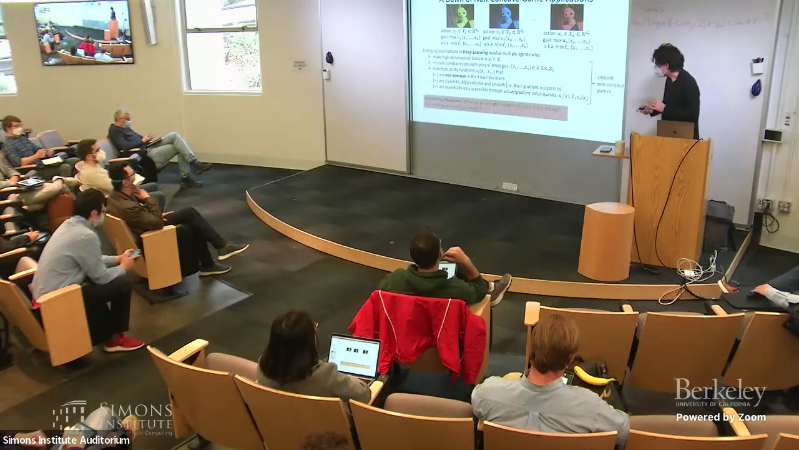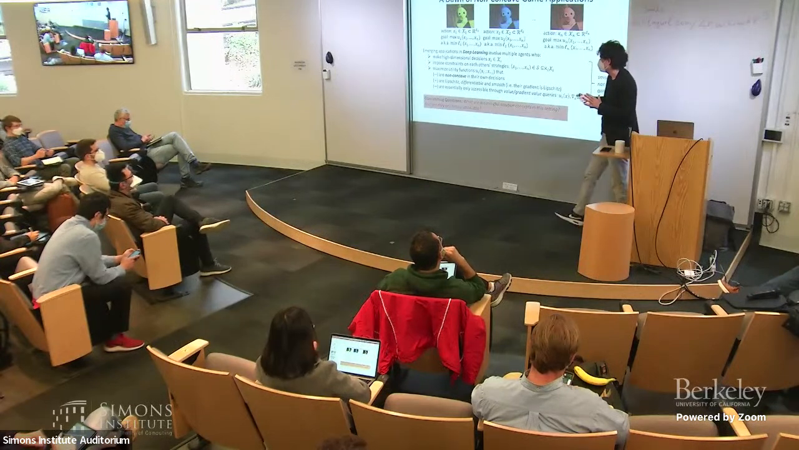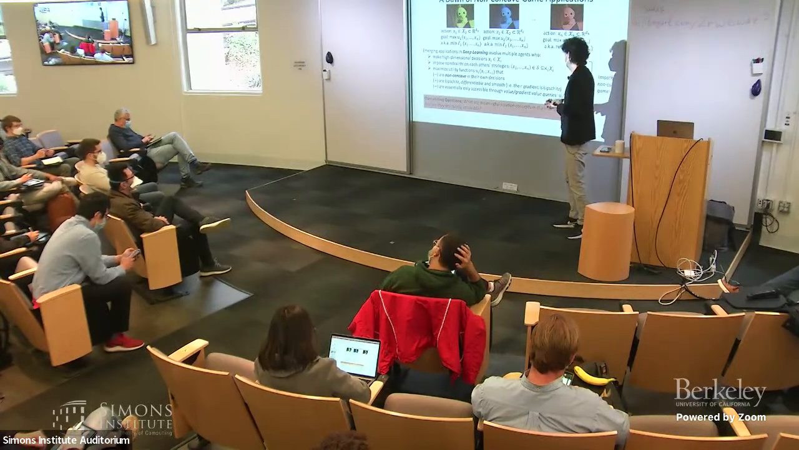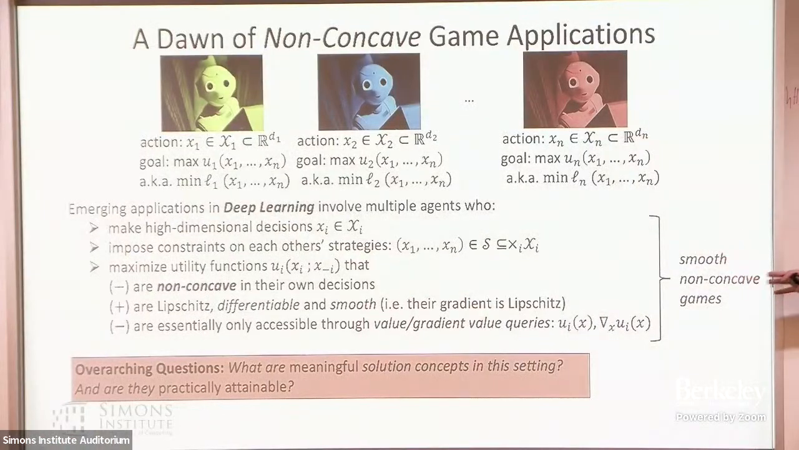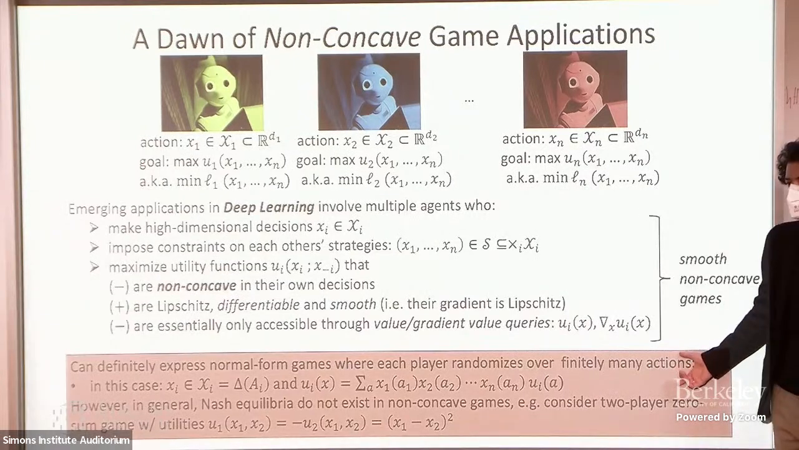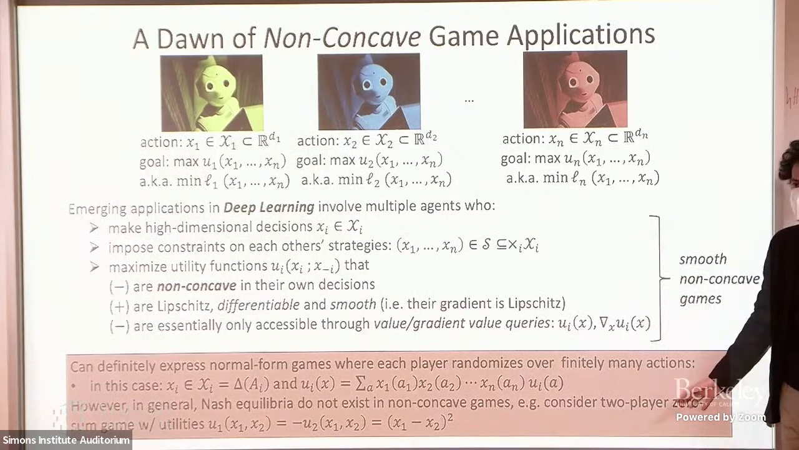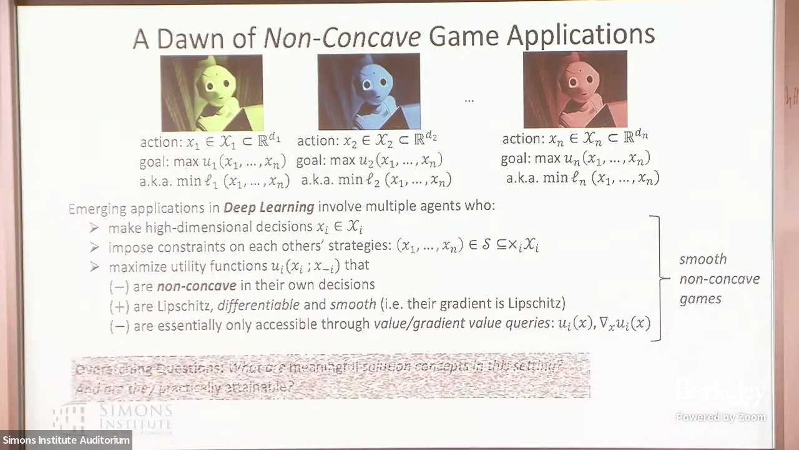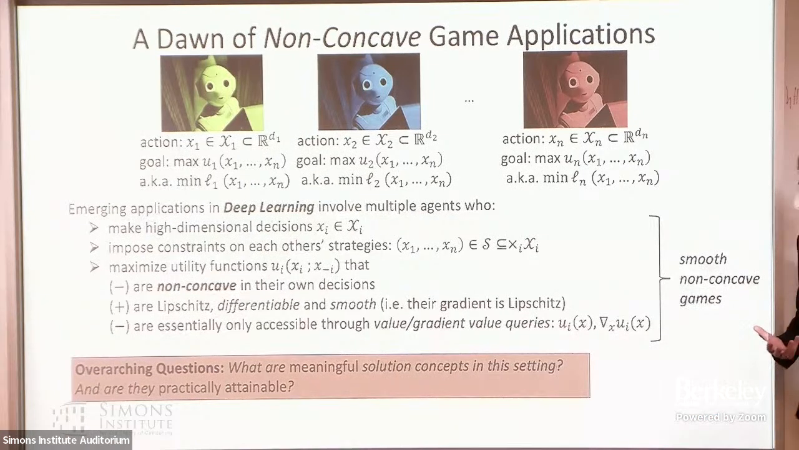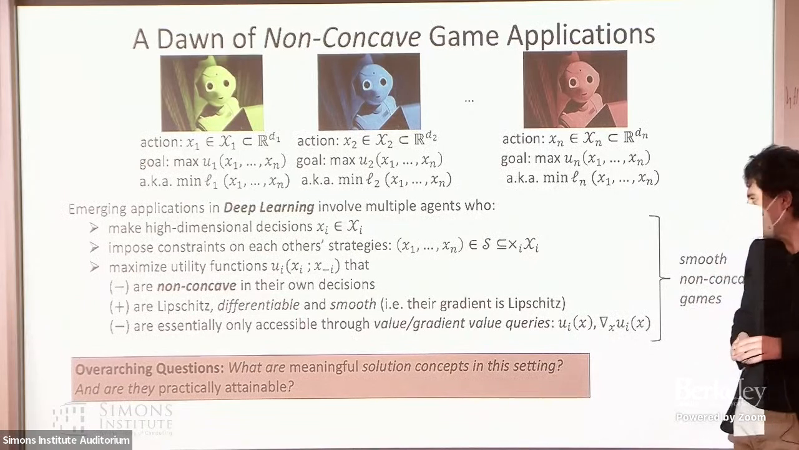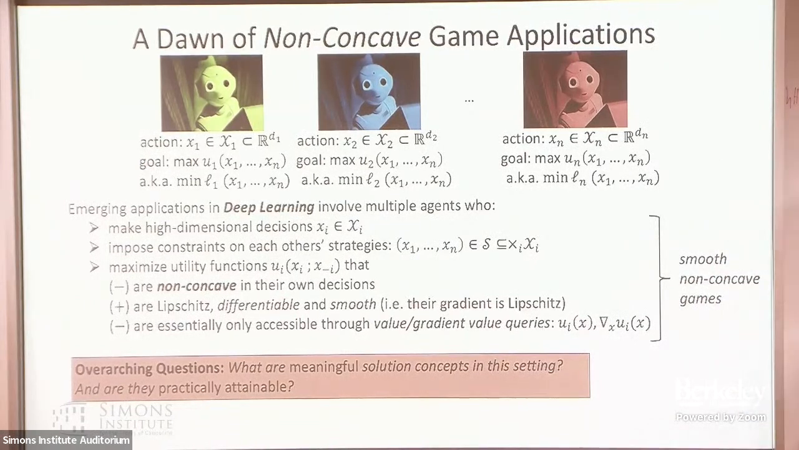Okay, good. So here are some overarching questions I want to ask for these settings. This setting captures the classical setting for which we have many solution concepts, but this is a different beast. Equilibria don't necessarily exist. So the question I want to ask is, what are the game theoretic recommendations for these kinds of settings? What are meaningful solution concepts that we as analysts of these games want to suggest are reasonable operating points for these types of games? And also, if we answer that, are they practically attainable?